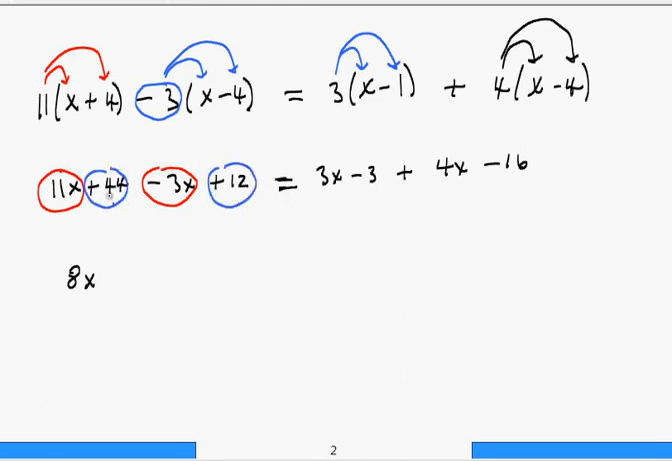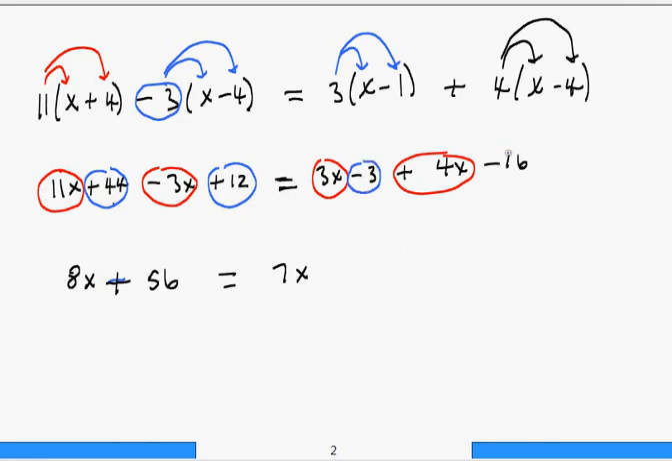I've got a 44 and a 12. They're both positive. So 44 plus 12 gives us 56. Alright, that simplifies the left side. Let's see what we got on the right side. We've got a 3x and we've got a 4x. They're both positive. So we combine those. 3x and a 4x is a 7x.